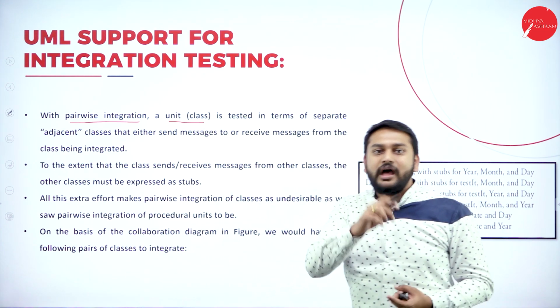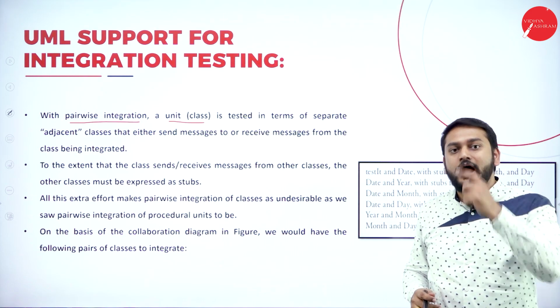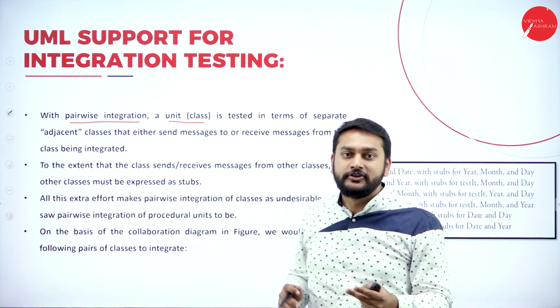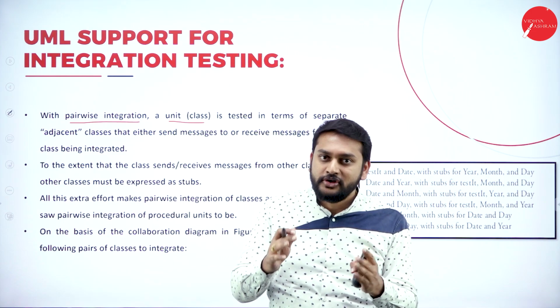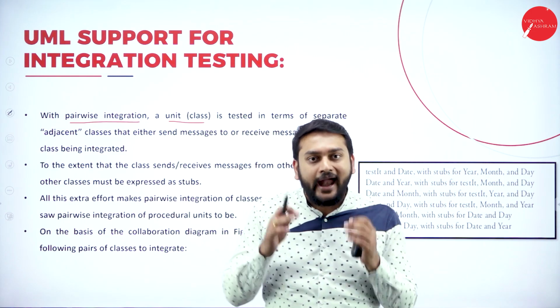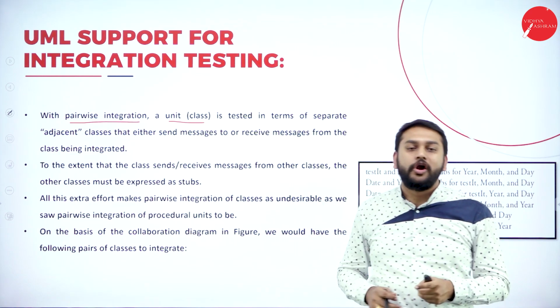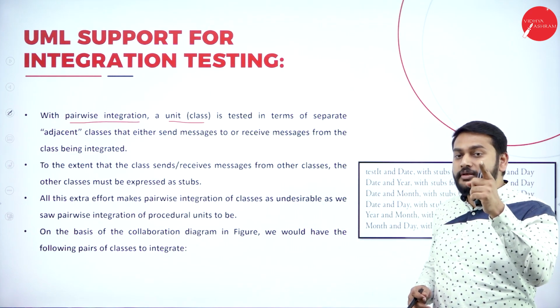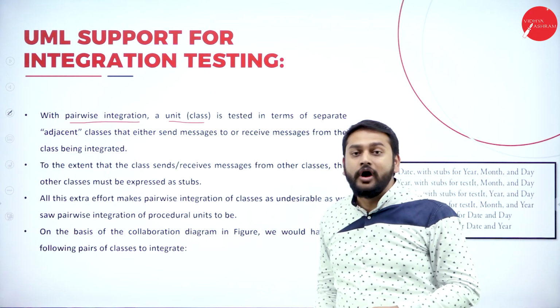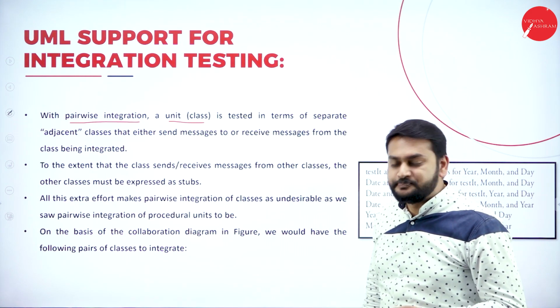One class will be the genuine class, but the other class could be the stub. That is what you need to remember. Developing the stub is a major problem, which we have already studied. That is the major point that you need to observe in this concept.